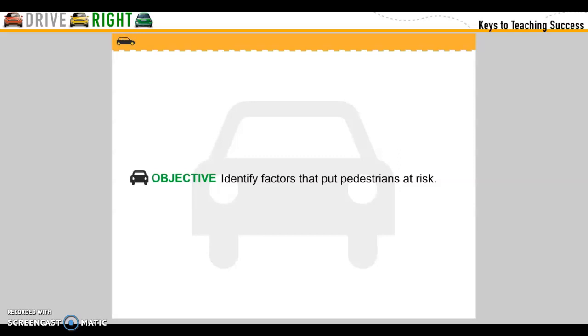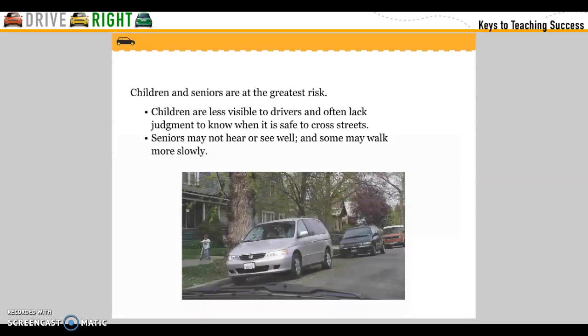Objective: identify factors that put pedestrians at risk. Children and seniors are at the highest risk. Children are less visible to drivers and often lack judgment to know when it is safe to cross streets. Seniors may not hear or see well, and some may walk more slowly.